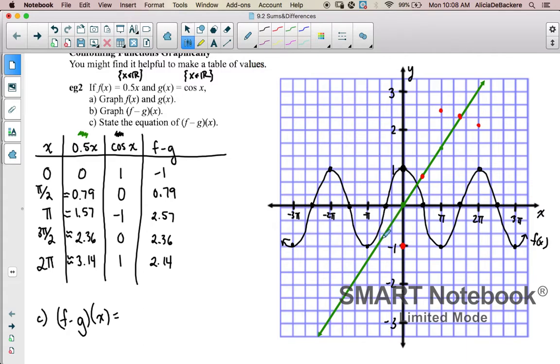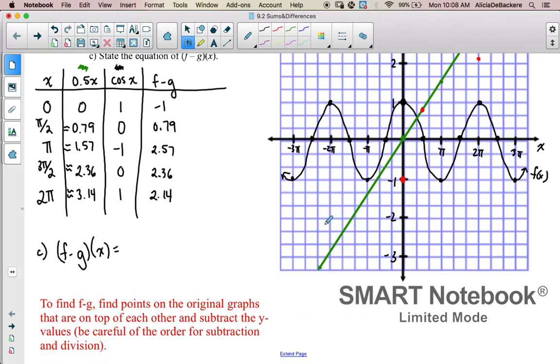And the other way that you can come up with these points, instead of coming up with a table of values, the other trick to find f minus g is just find the points in the original graphs that are on top of each other and subtract the y values. Now being careful, of course, about my order. So I know that here it's f minus g, so it's green minus black. So if I wanted to slide over to -pi by 2, I'm going to take the green value and subtract the black value for the y's. And so the y value of the black is 0, so the green value is actually not going to change, and I'm going to see my point end up right there.